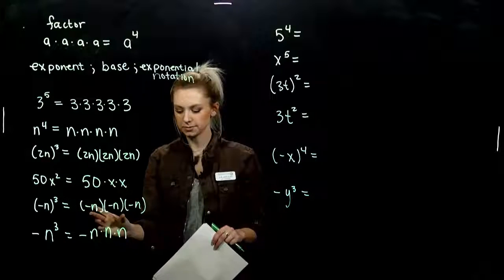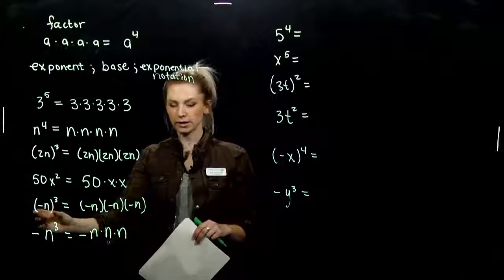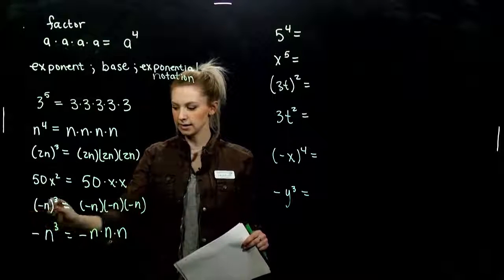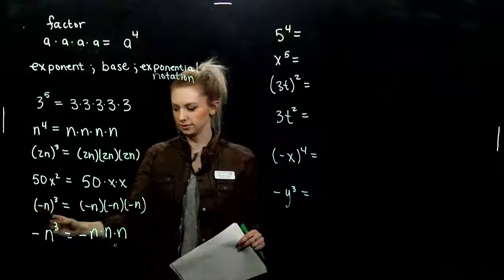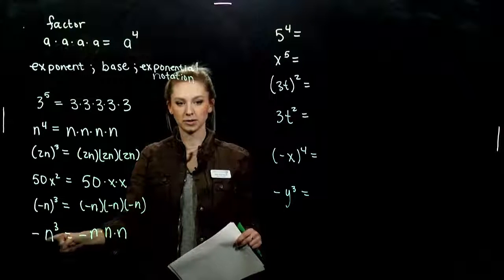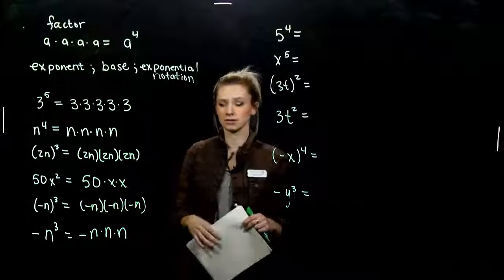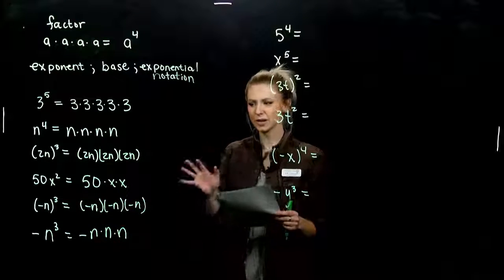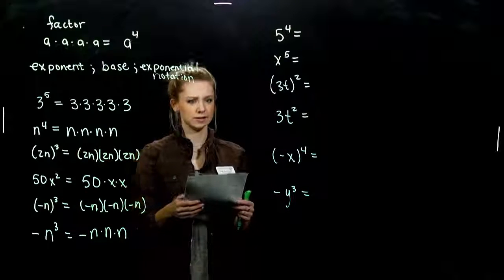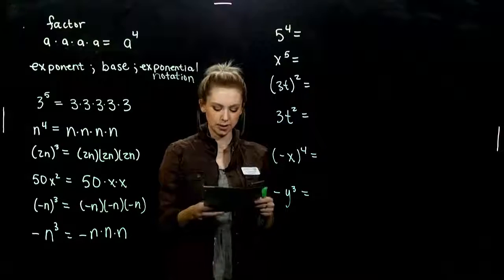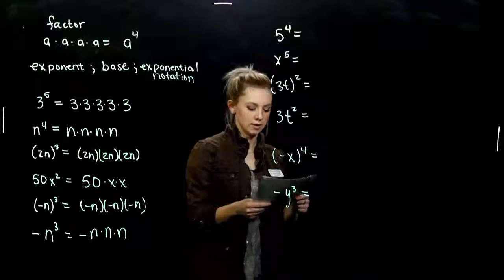So notice the difference between those two. This one, our negative, is with the base. It's contained. The power is attached to the parentheses. This one, the power is only attached to n. It's not also attached to the negative. So it changes things significantly. So be careful when you're working with those. Parentheses are very important. So go ahead and take these and tell me the meaning of each of those powers.